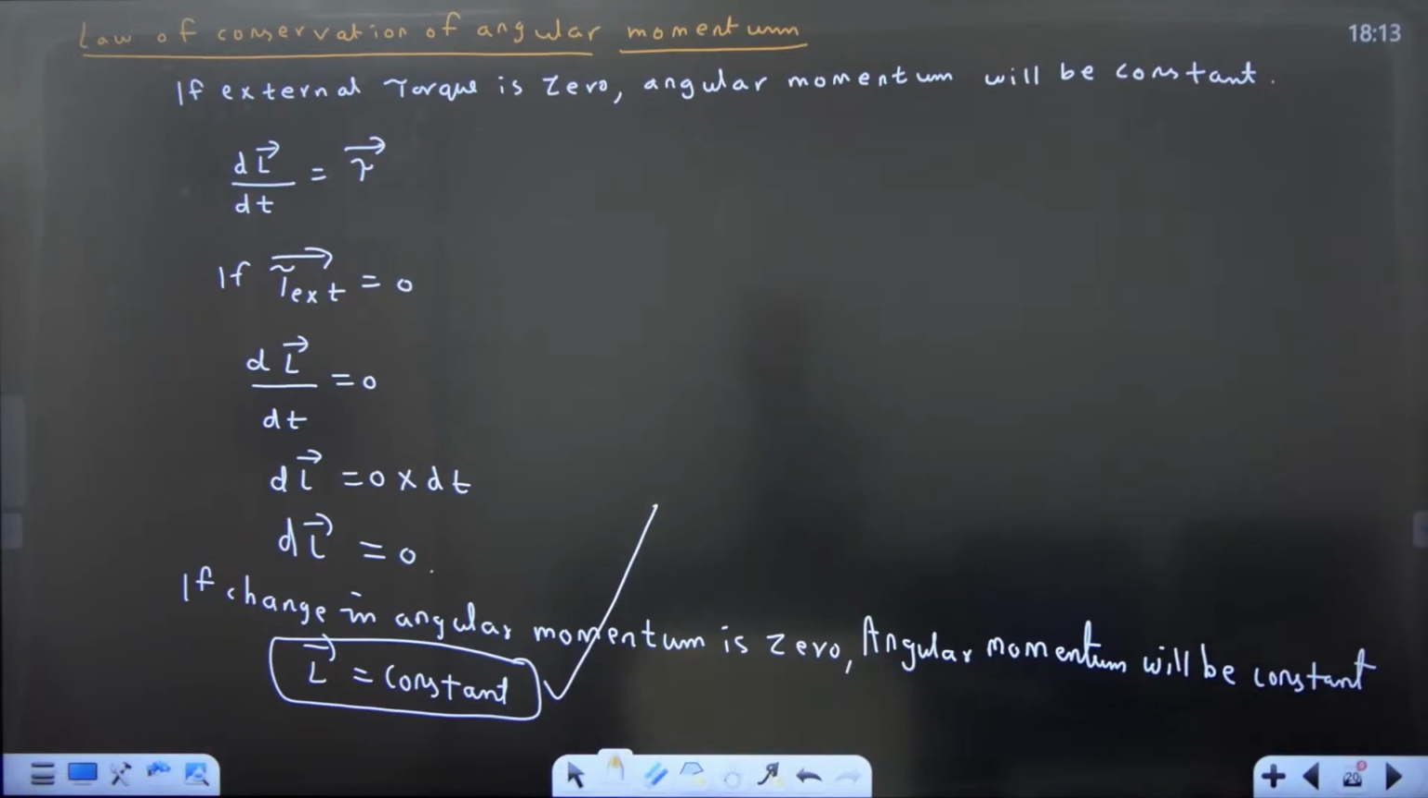Note down the law of conservation of angular momentum. If the external torque is equal to 0, angular momentum is a constant.